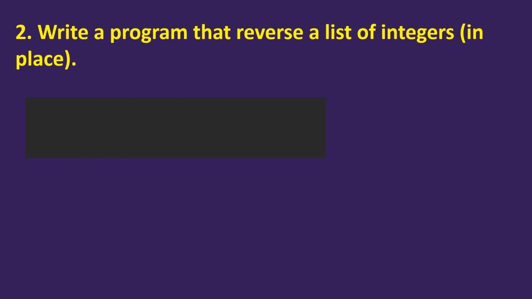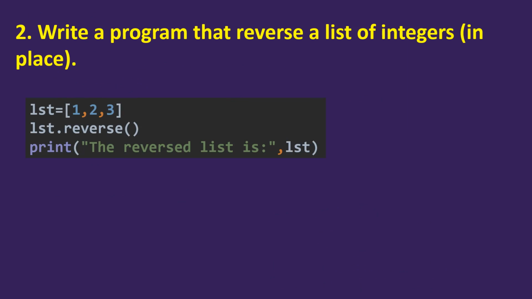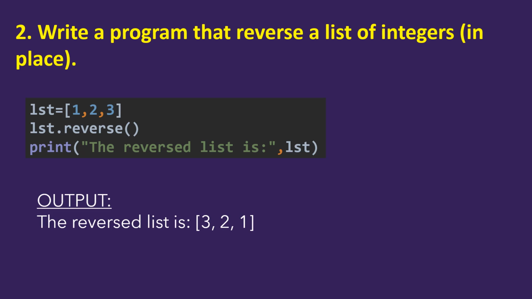Now write a program that reverses a list of integers in place. If you want to reverse a list in place, you just have to call the reverse function. You can see here a list is having some values and I have called the reverse function on the list so that the values are reversed in the list itself. Now if you print the list, it will show you the values in reverse order, because when the reverse function is called, the elements of the list have been reversed in the same list.